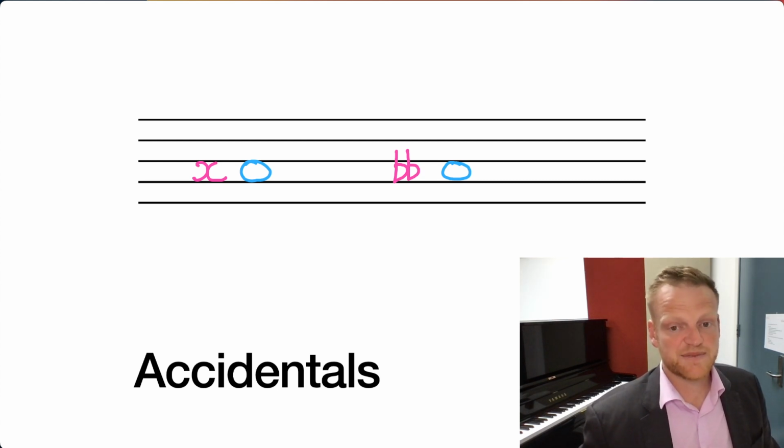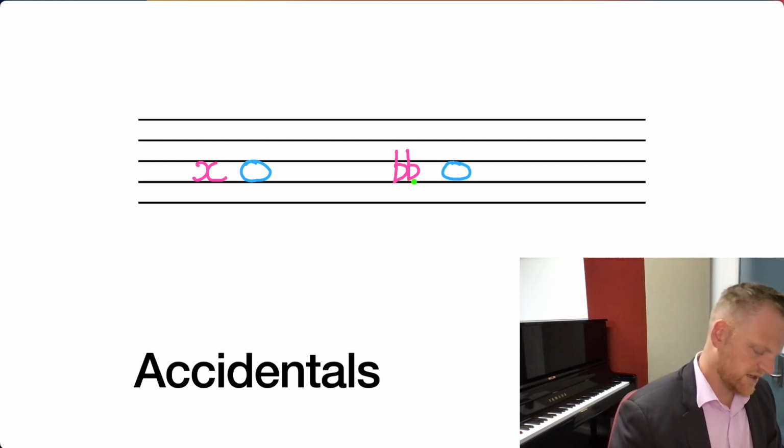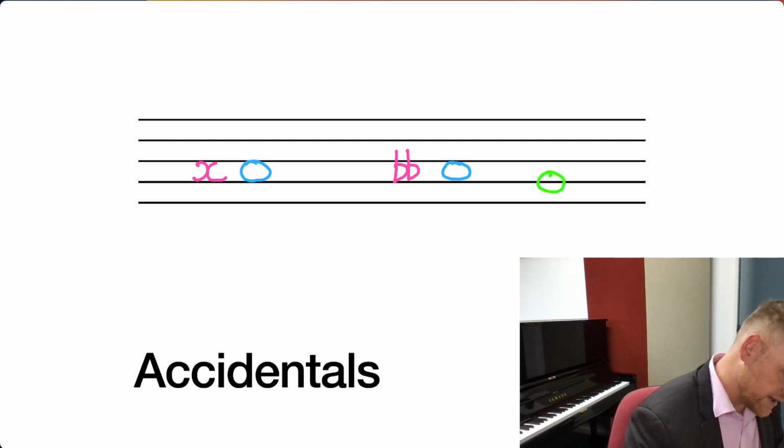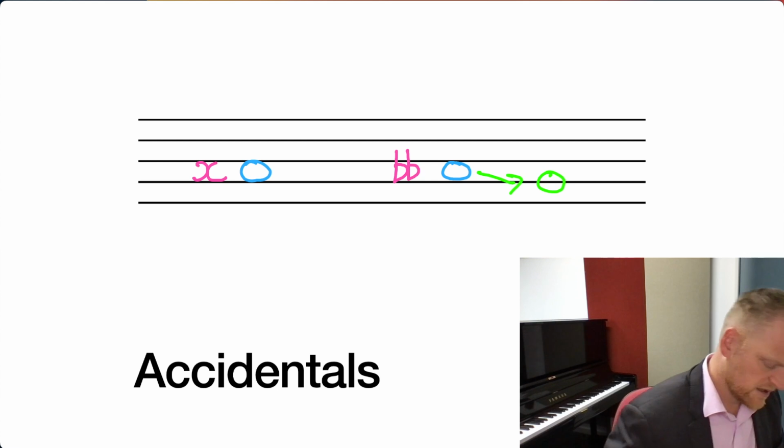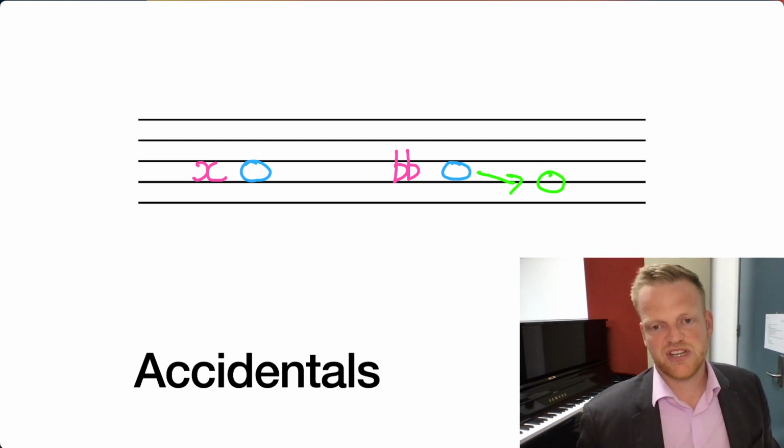So you've got double sharps, double flats, and this note and this note are the same, a double flat and G, and they are called enharmonic equivalents. The same note with a different name. So that would be the same as C sharp and D flat.